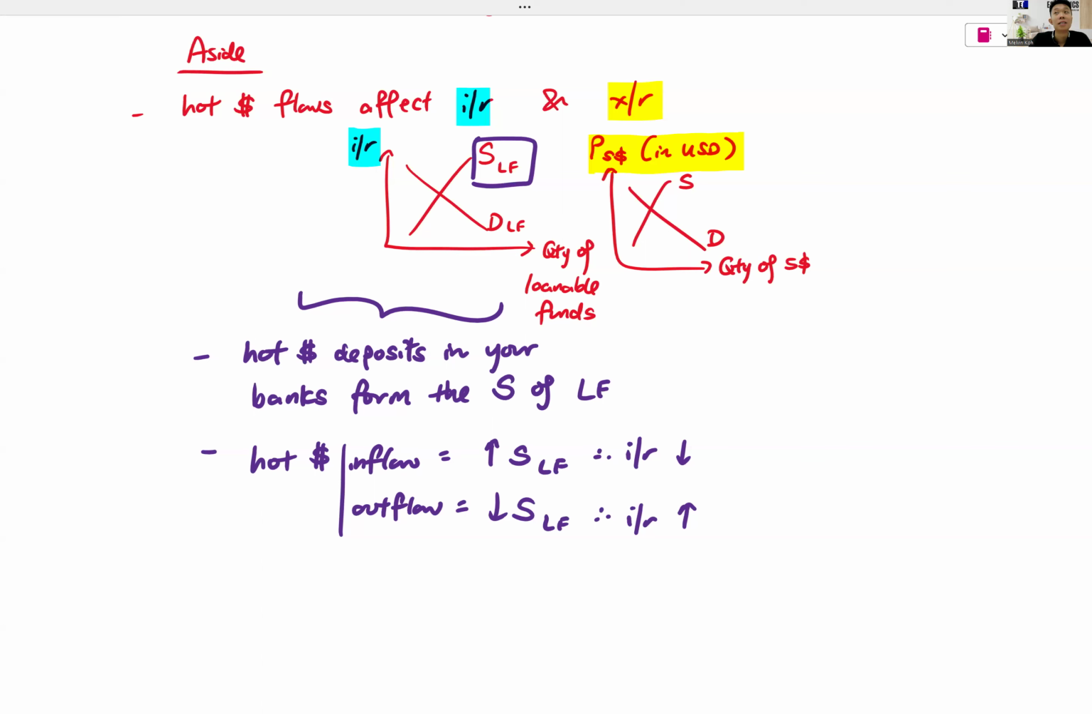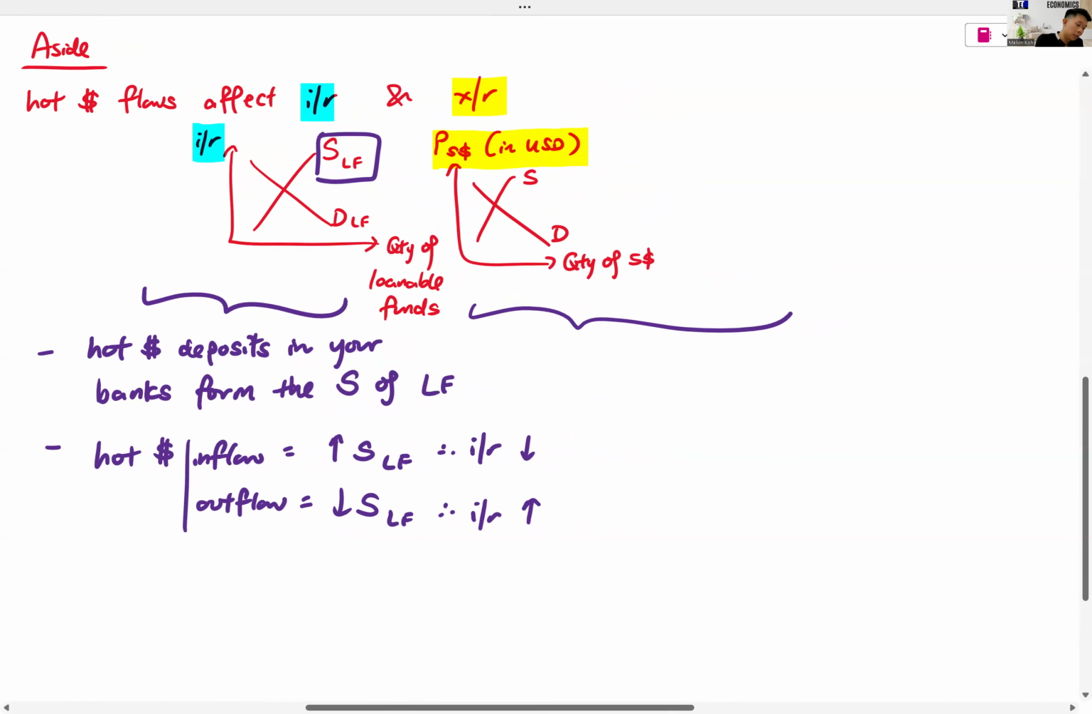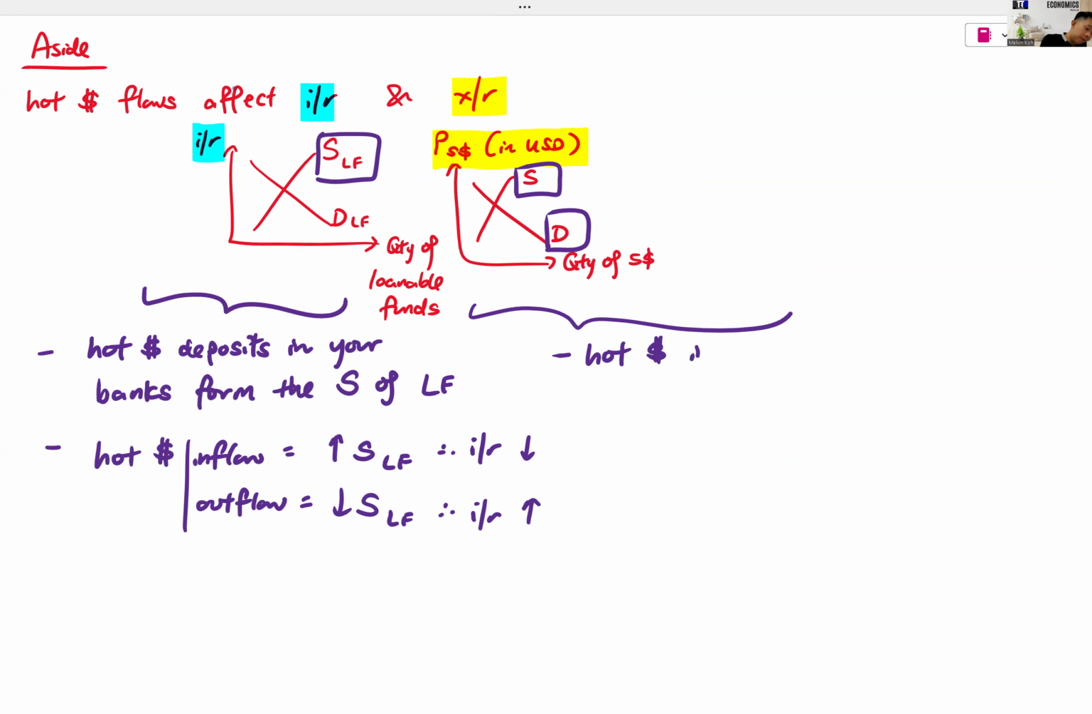Questions? No questions? Okay. Exchange rates, hot money. Okay. Yeah. Let's keep it very simple, shall we? Hot money affects this and this. Hot money inflow, right? How many flows in? Higher demand for your currency.